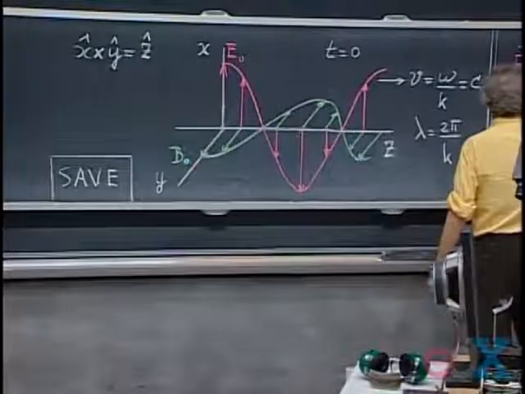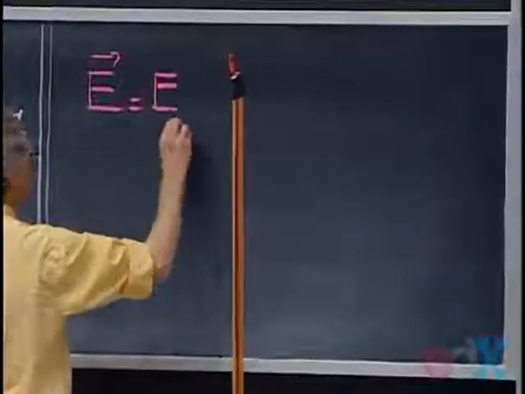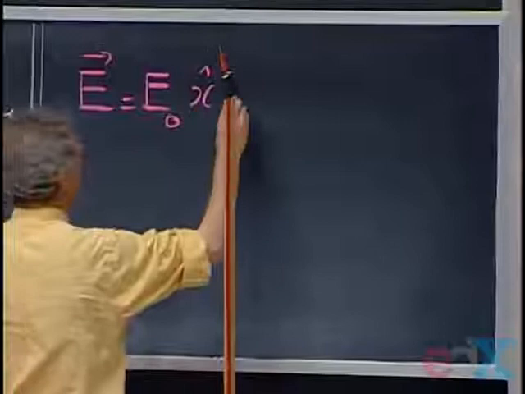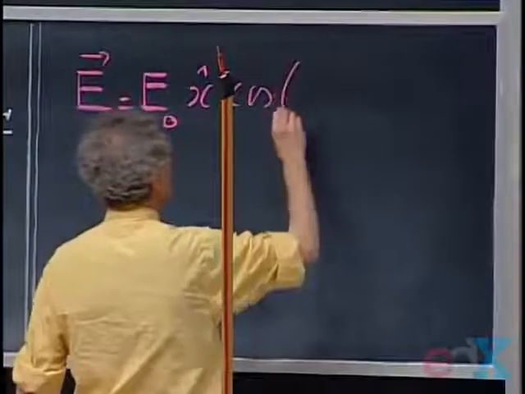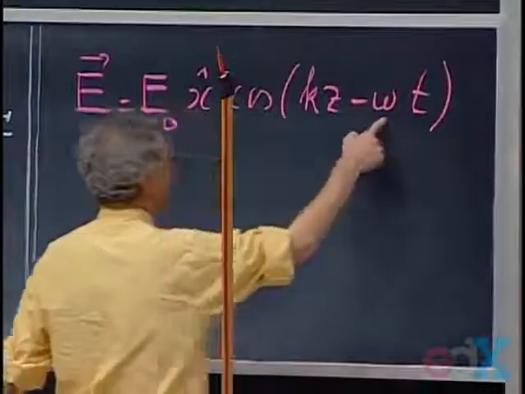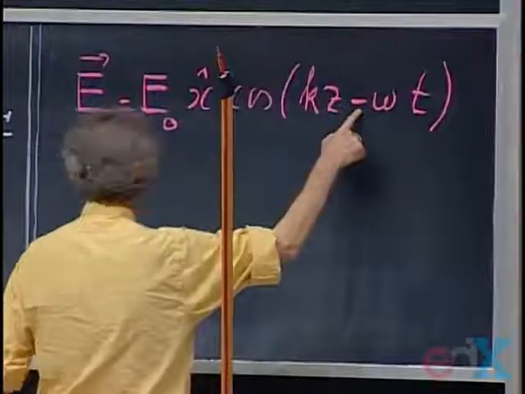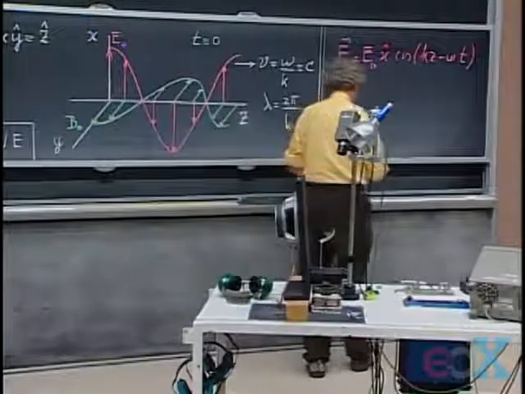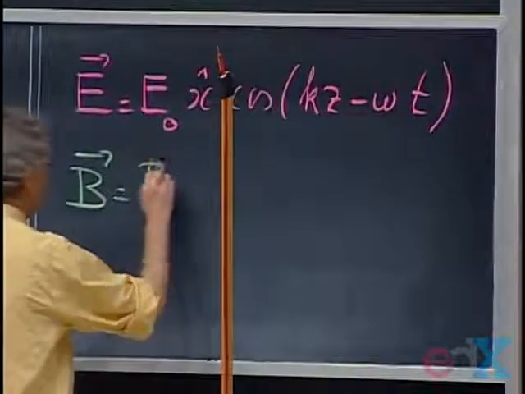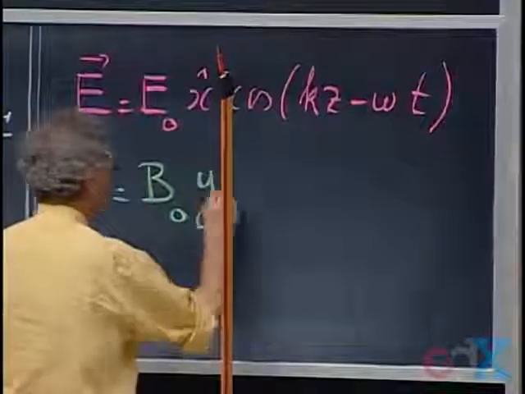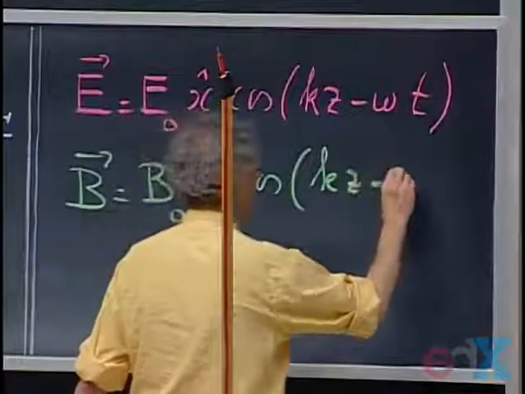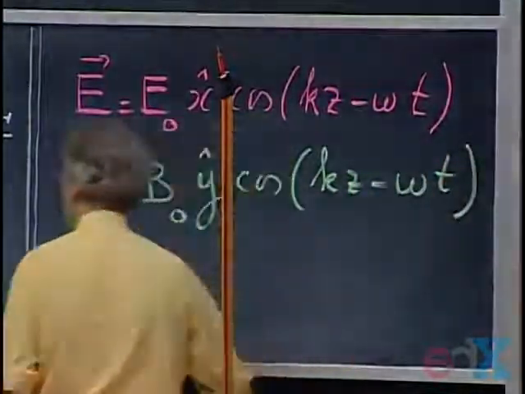The electric field is only in the direction of x. This is the magnitude, the largest value of the electric field. It's only in the direction of x. Cosine (kz minus omega t). This is the frequency, and the minus sign tells you that it is traveling in the plus z direction. B, the associated magnetic field, is B zero, only in the y direction, with exactly the same cosine (kz minus omega t) term.